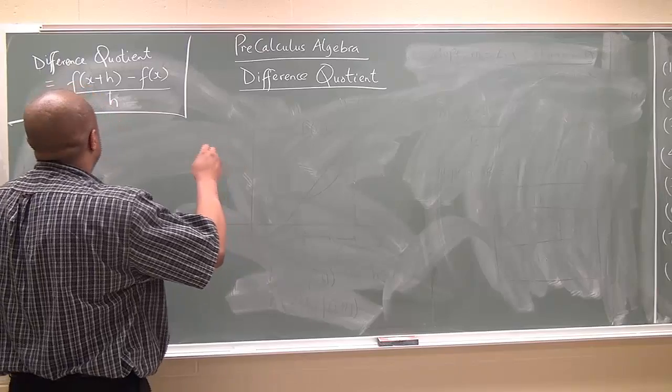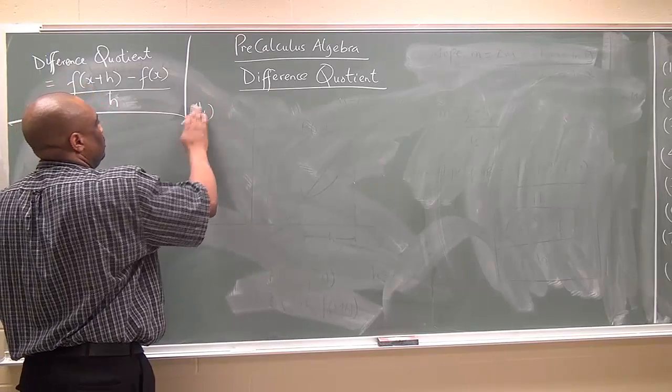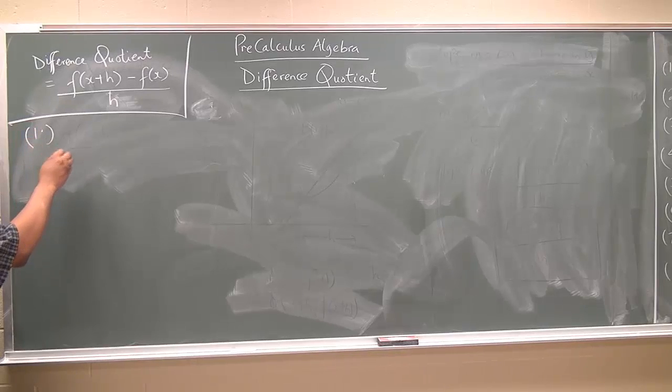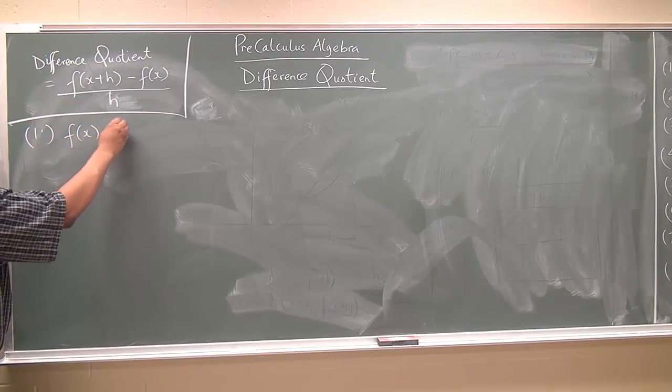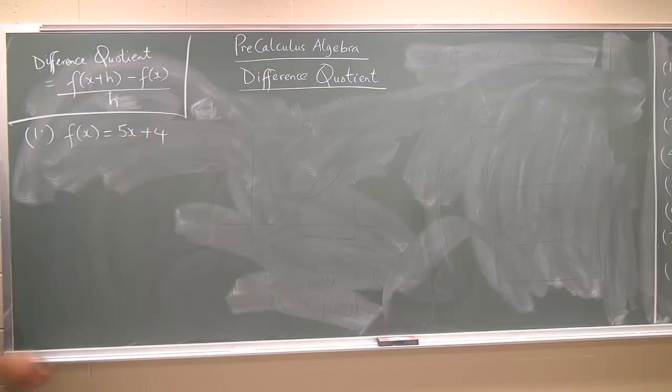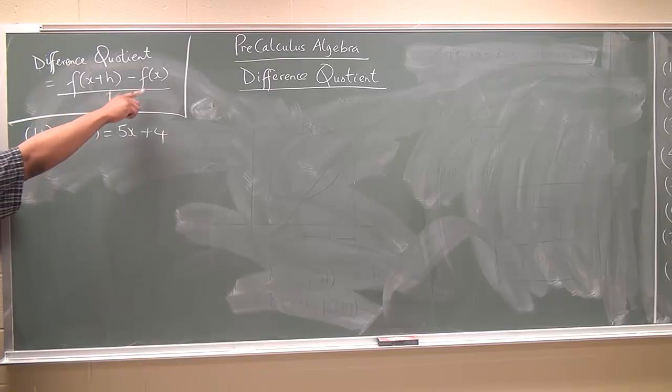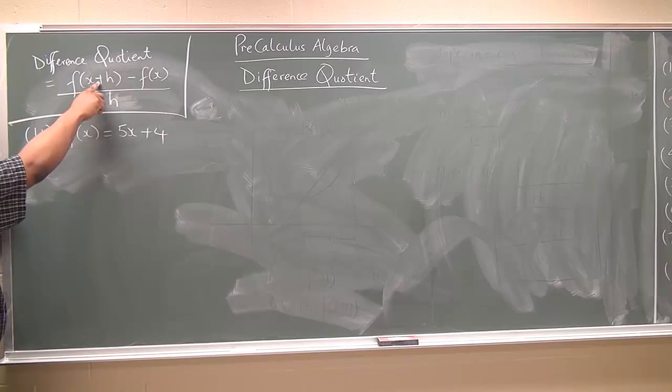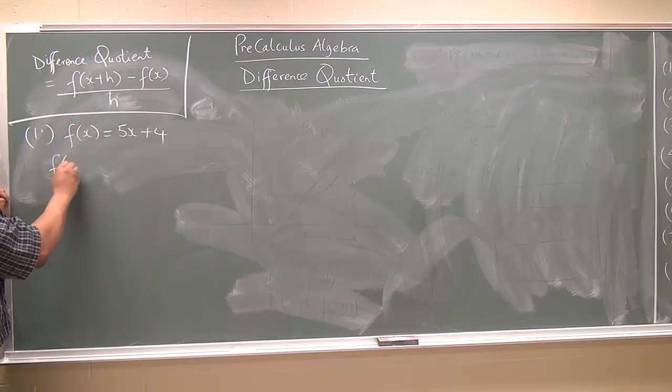All right, so we have question 1. f of x is equal to 5x plus 4. We are using this formula, and this is not difficult at all. They gave us f of x, and they want us to find the difference quotient of this function. So you have f of x already. Go ahead and find f of x plus h.